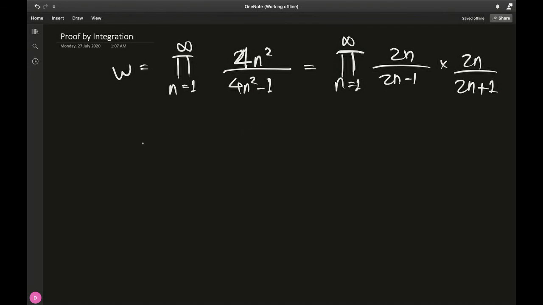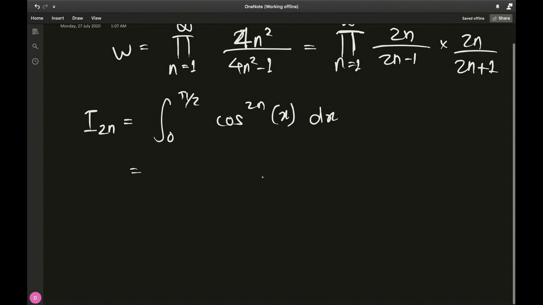So anyways, now this method involves proof by integration. To start with, consider I sub 2n to be the integral from 0 to pi over 2 of cosine of 2n of x dx. And we actually tackled a similar problem when we were doing the MIT integration bee, so please check out those two videos. They're really interesting and insightful. So what I'm going to do is bring a cosine out from the cosine of 2n. So we have cosine of 2n minus 1 multiplied with cosine of x dx.